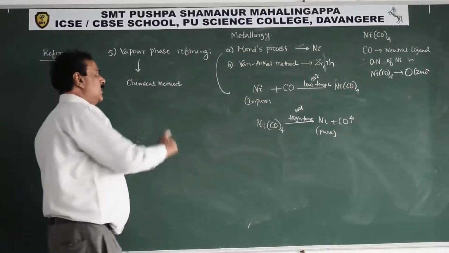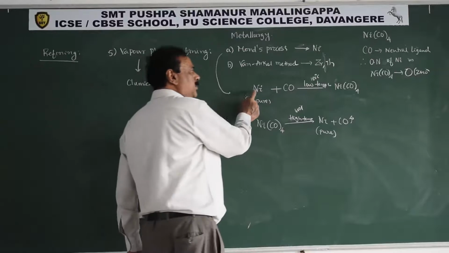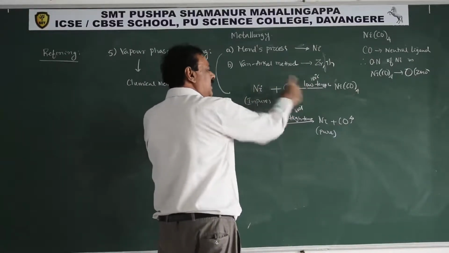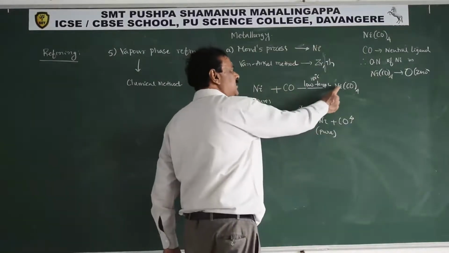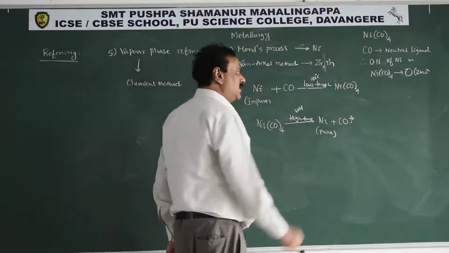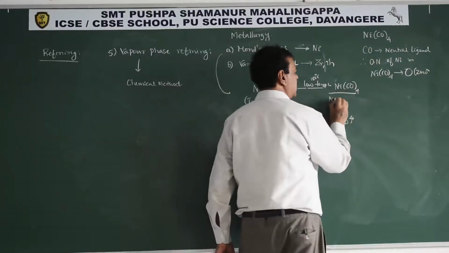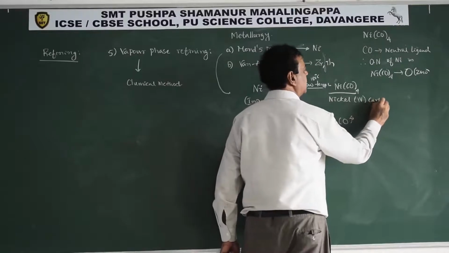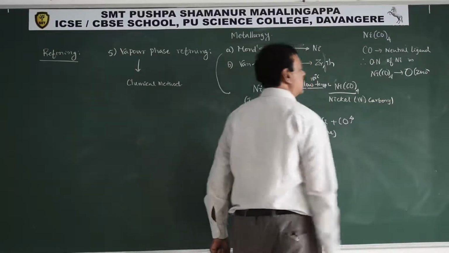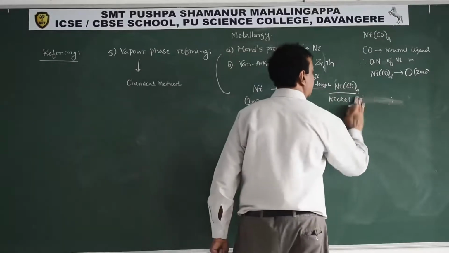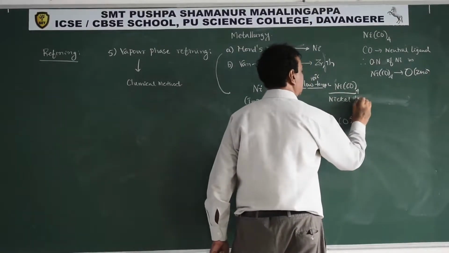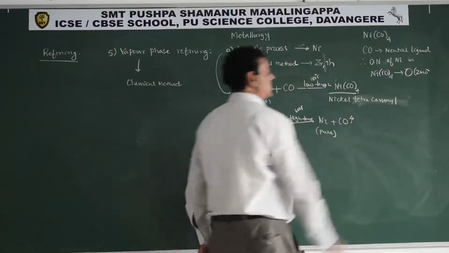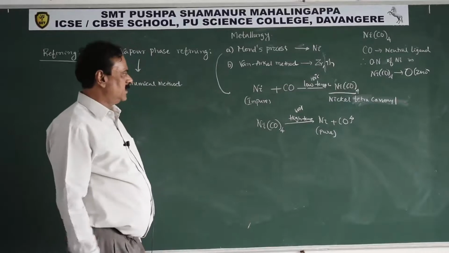Is it clear? Therefore, impure nickel when heated in a current of carbon monoxide at 180 degrees Celsius gives nickel tetracarbonyl. This is a complex compound. Nickel tetracarbonyl. Is it clear?